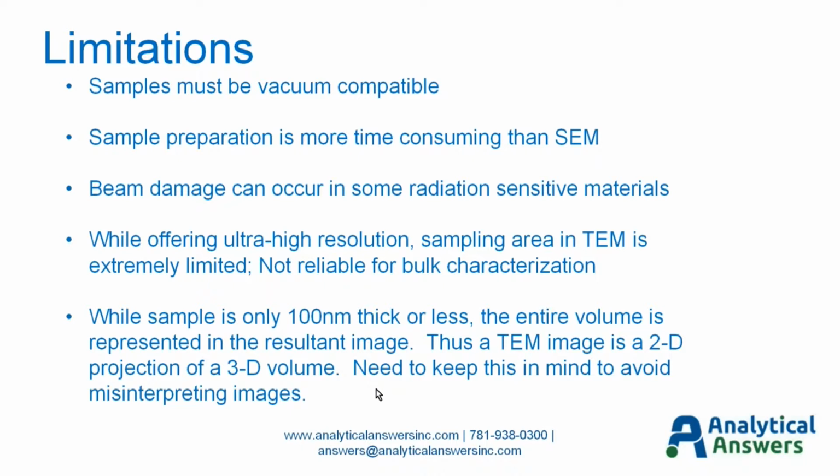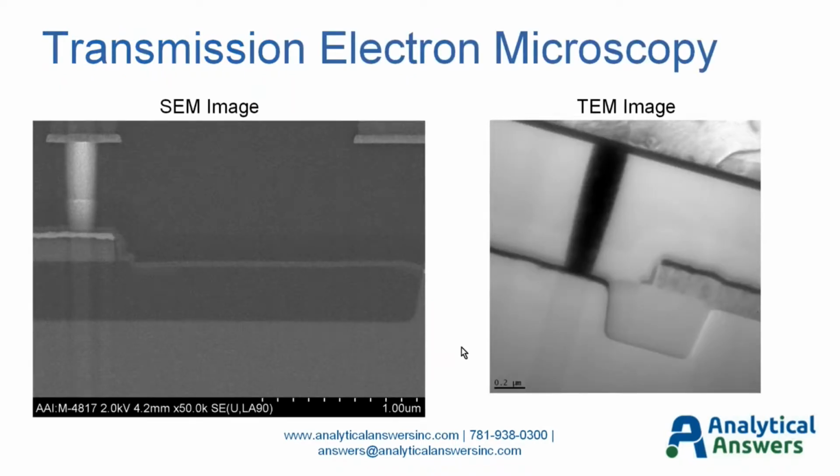So a TEM image then is a 2D projection of this three-dimensional volume. A feature, for instance, that may be nearer to the top, the front surface of the thin sliver, will be superimposed on features that lie behind it deeper within that thin thickness. And you need to keep that in mind when we're looking at TEM images to avoid misinterpretation. So let's move now into some examples of TEM imaging.